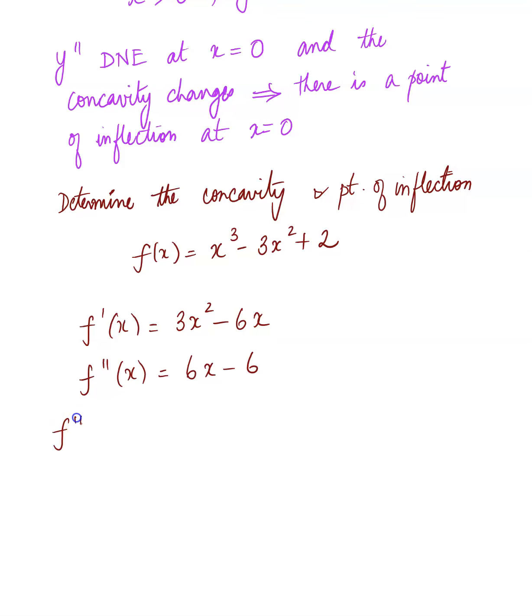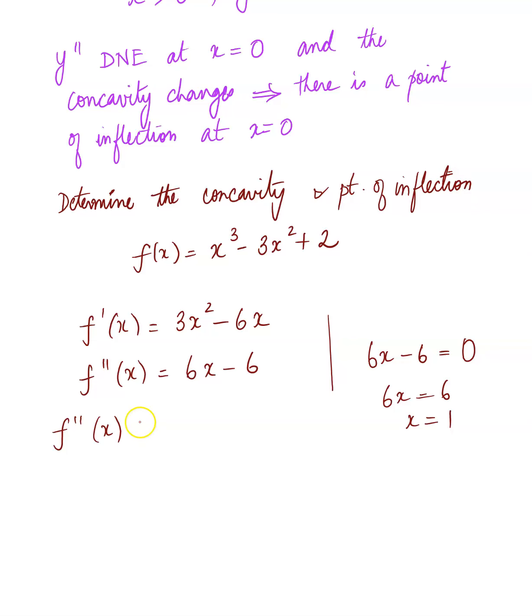So f double prime of x will be, again, plug in values for x to see what will happen. Okay, if you want the sign to be negative, you want this 6x to be smaller than 6. If you want the sign to be positive, you want the 6x to be greater than 6. So keeping that in mind, by the side here, I'd like to set this second derivative to 0. So you get 6x equals 6, x equals 1. So 1 is the point where something changes, right?